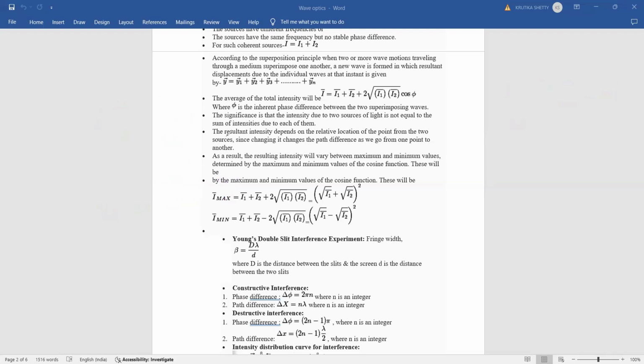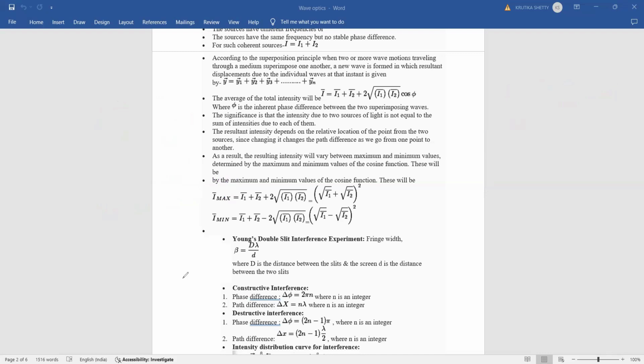See here the next point. The resultant intensity depends on the relative location of the point from the sources, since changing it changes the phase difference as we go to another point. So this intensity depends on the path difference. We have discussed phase difference and path difference.